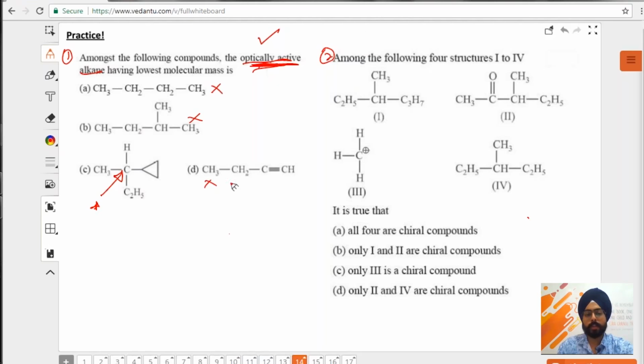If you see the fourth one, this is not chiral, this is not chiral. This carbon is not associated to 4 different things. It is just associated to 2 different things, one chain and one another carbon with triple bonds. We said that when a carbon is associated to 4 different things, then only it is chiral. So this compound is also not chiral. The answer is C, and majority of you got the answer as C.